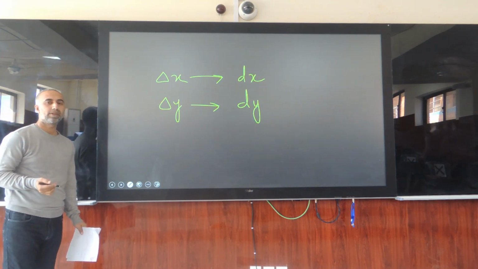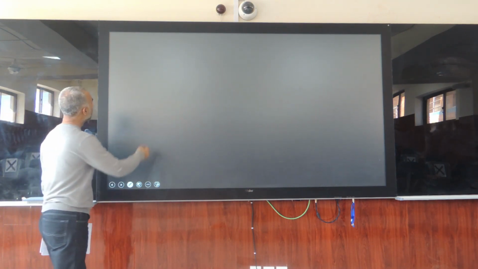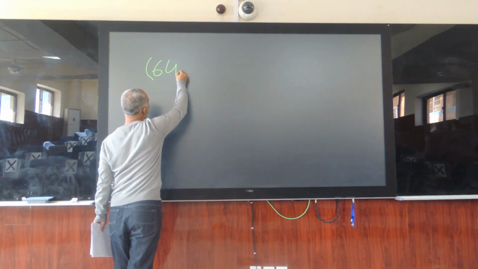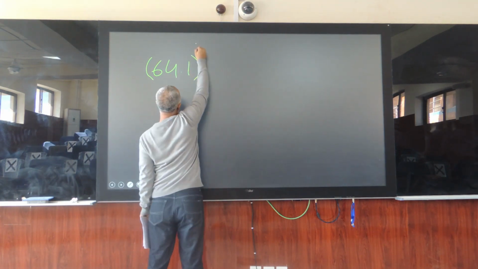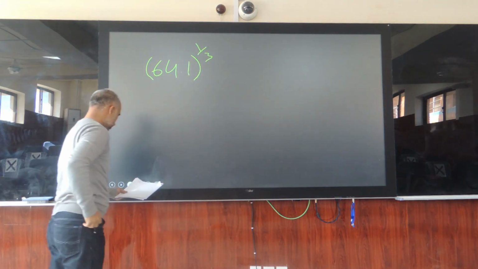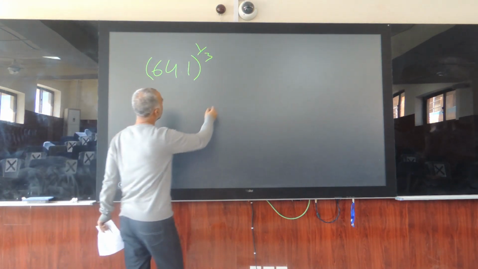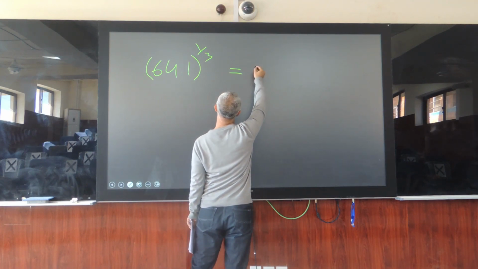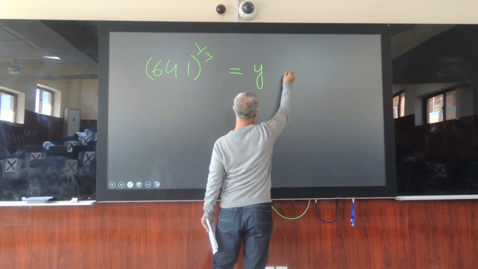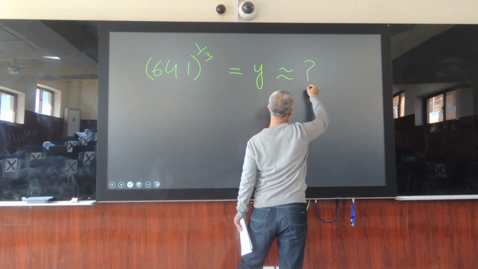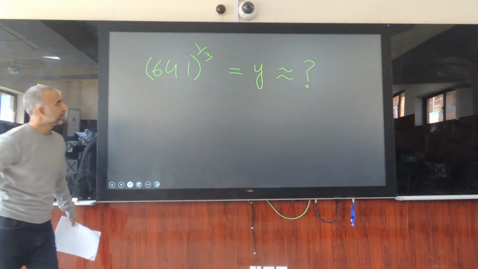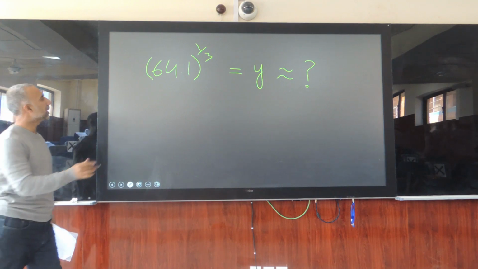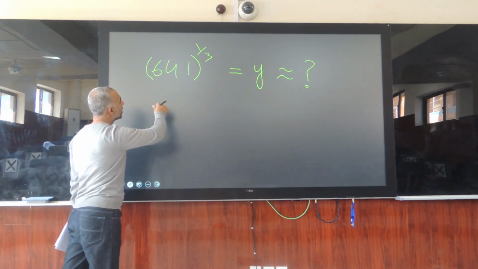To explain this, we have one example. For example, we need to solve 64.1 to the power 1 over 3. We need to find the value of y, or you can say we need to know the output. This is a simple mathematical expression, but in real life things are complicated with small incremental changes.